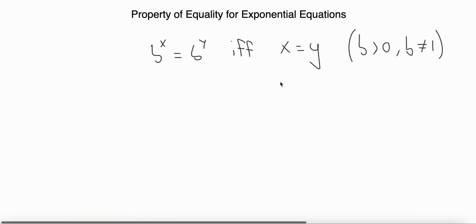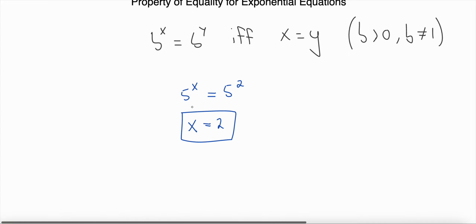Let's get started. The first one I wanted to look at is the following. We have 5 to the x equals 5 squared. So utilizing this property, they have the same base, 5, so we know that their exponents here, x and 2, must be equal, so we have that x equals 2. Let's get on to the next example here.